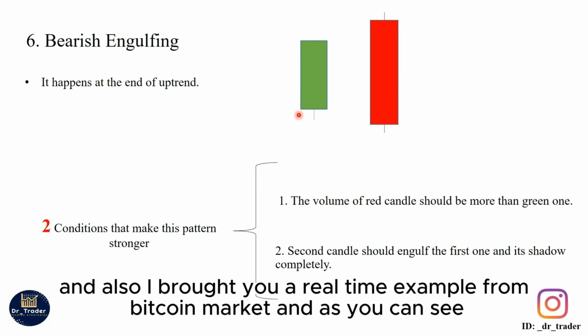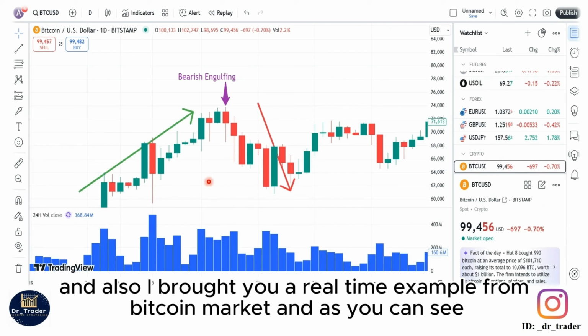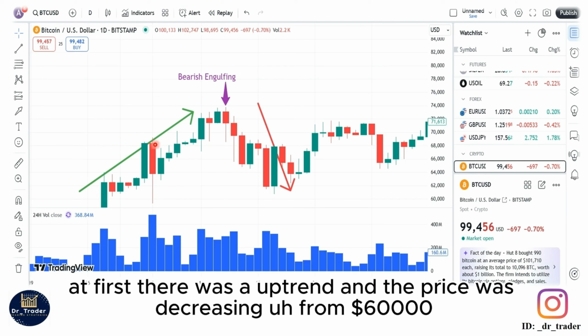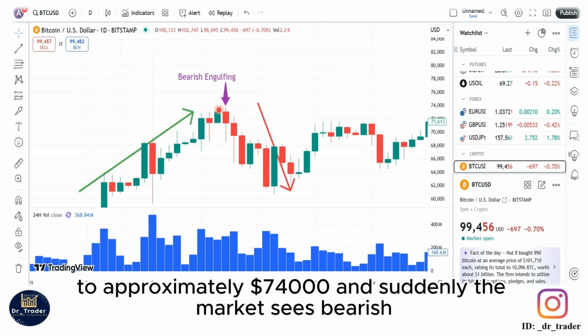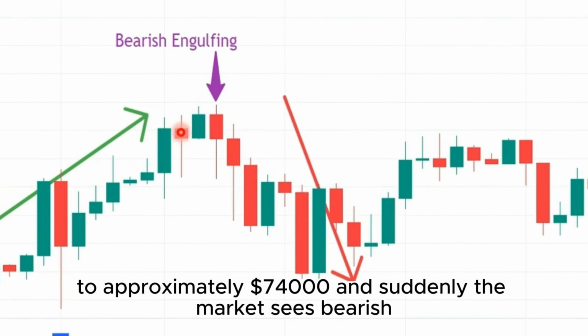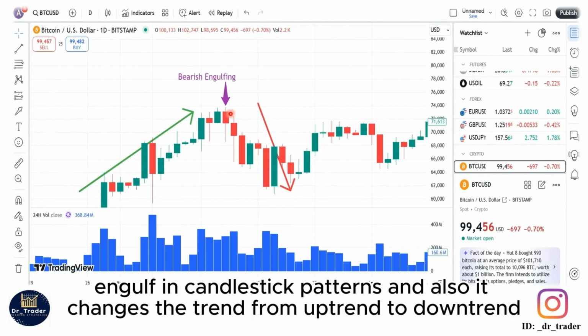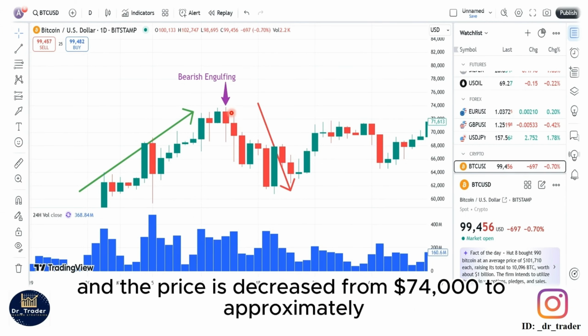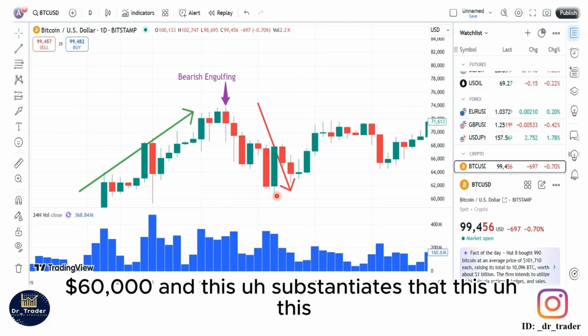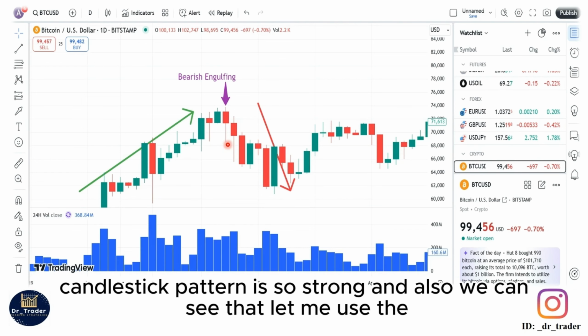And I brought you a real-time example from the Bitcoin market. As you can see, at first there was an uptrend and the price increased from $60,000 to approximately $74,000. And suddenly the market sees a bearish engulfing candlestick pattern, and it changes the trend from uptrend to downtrend, and the price decreased from $74,000 to approximately $60,000. And this substantiates that this candlestick pattern is very strong.